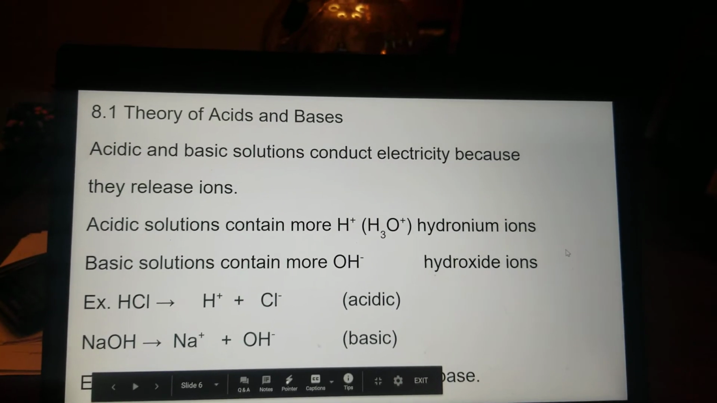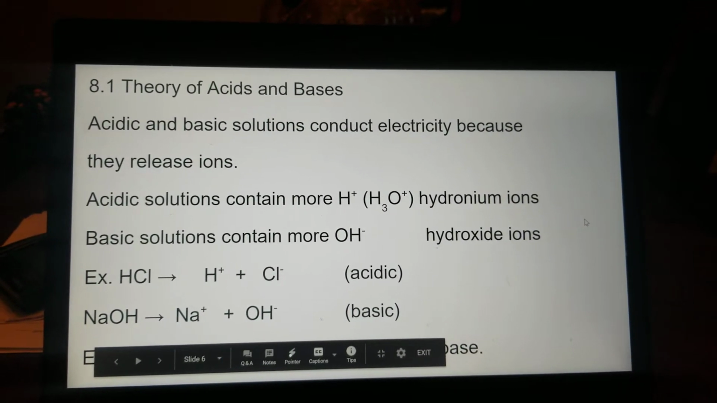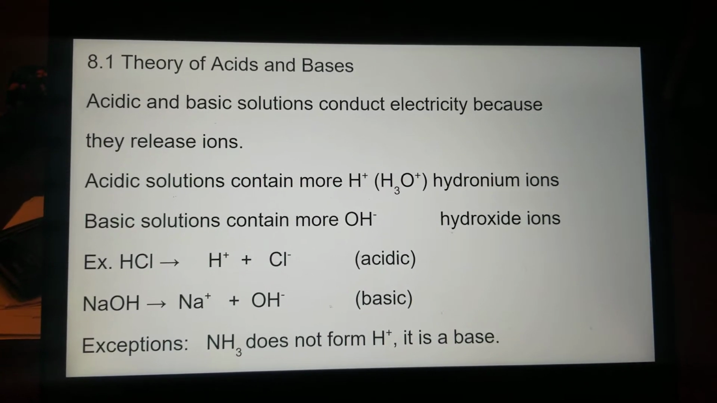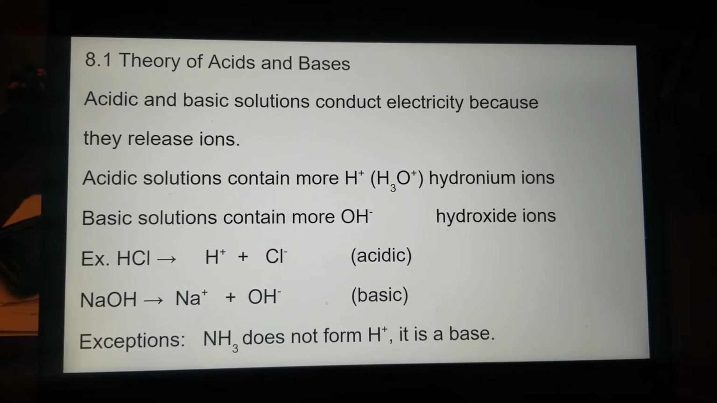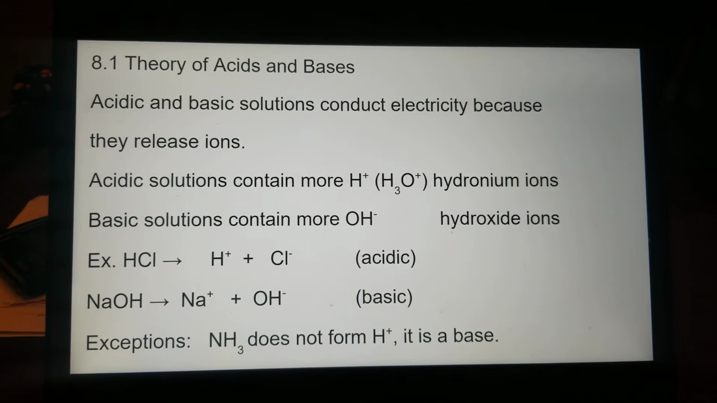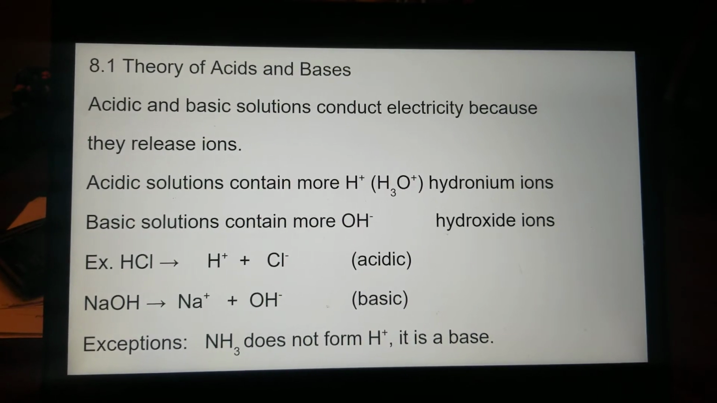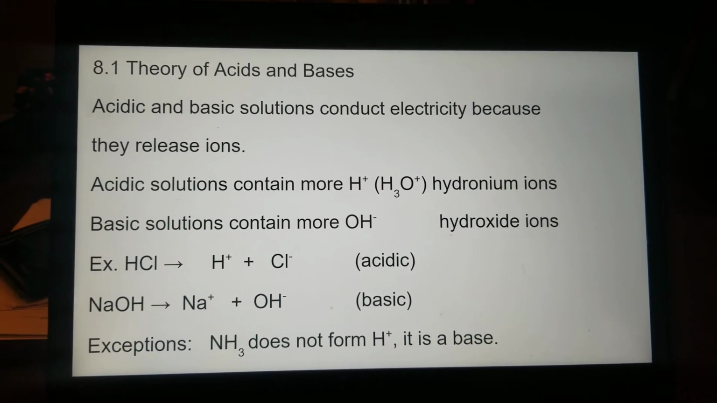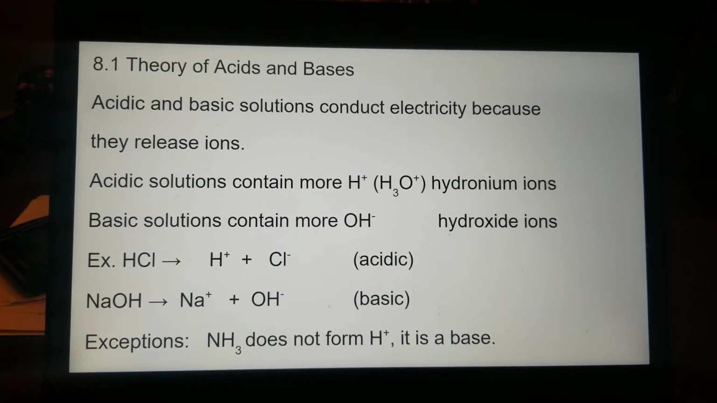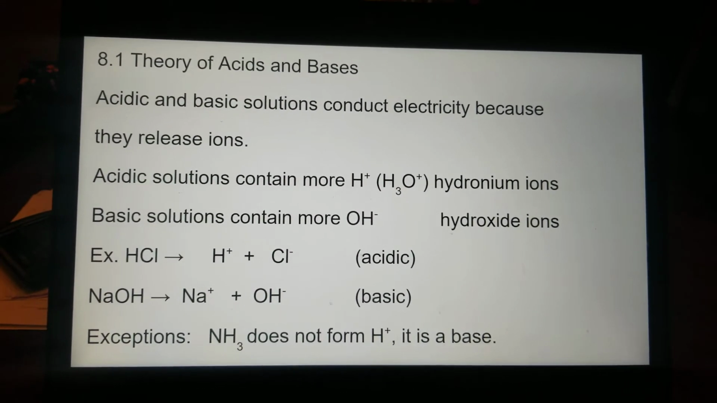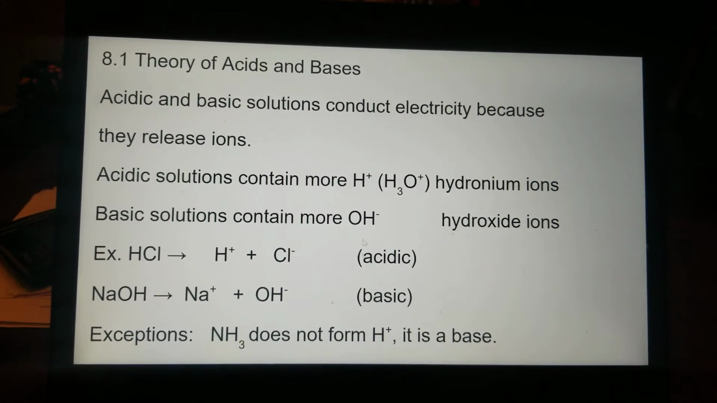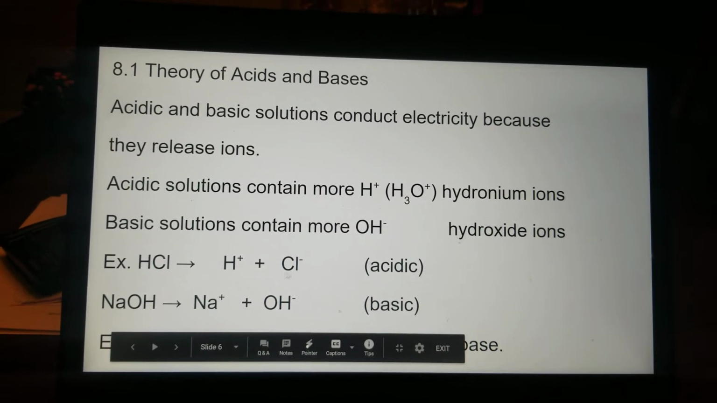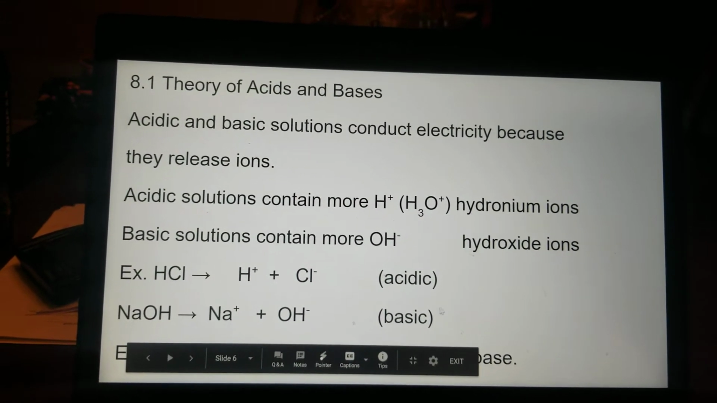So in 8.1, we're looking at the theory of acids and bases. So basically, you know that acids and bases, when they dissolve in solution, they conduct electricity because they release ions. Acidic ions are going to release the H plus ions, also called hydronium ions. They can also be written as H3O plus, while the basic ions are going to be the OH minus ions called the hydroxide ions. You can see here in these 2 examples, this one has the H plus ion, that's how you know it's acidic. This one has the OH minus ion, that's why it's basic.